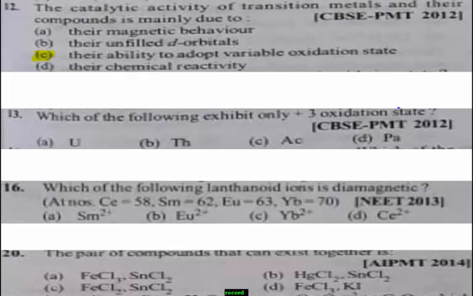Yes, therefore actinium is the right answer for this question. It shows only +3 oxidation states among these actinoids. Next question, number 16. Which of the following lanthanoid ions is diamagnetic?